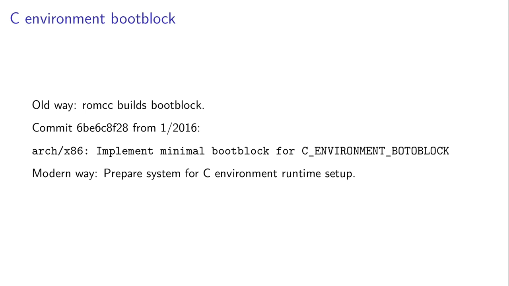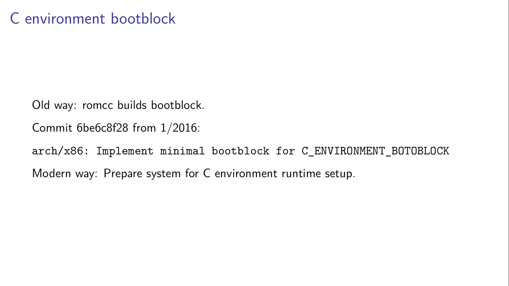Because of the time, I will just touch on some small topics, and the first one is the C environment bootblock. There was an old way to build coreboot for devices, and that was related to how the older processors were laid out: they did not have a lot of second level cache, for example, or level one cache, and GCC also was not able to build the bootblock. That's why, in the early 2000s, Eric Biederman wrote a separate compiler for coreboot, which builds the bootblock in the beginning.